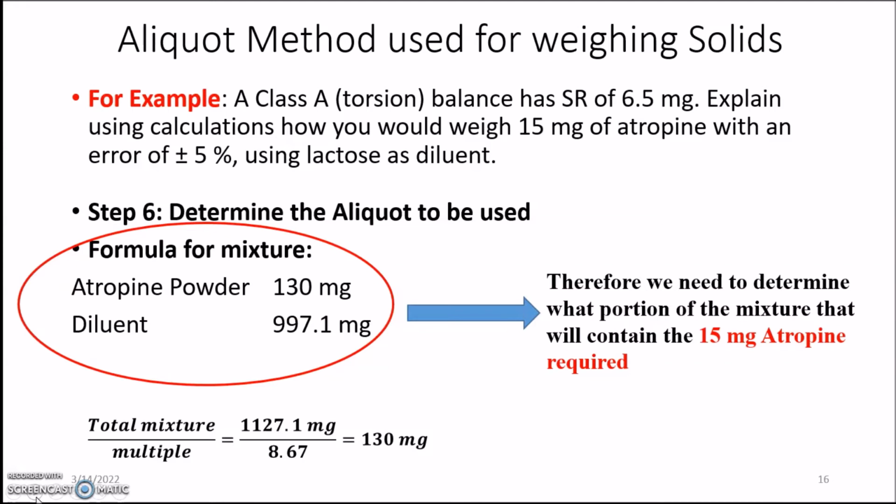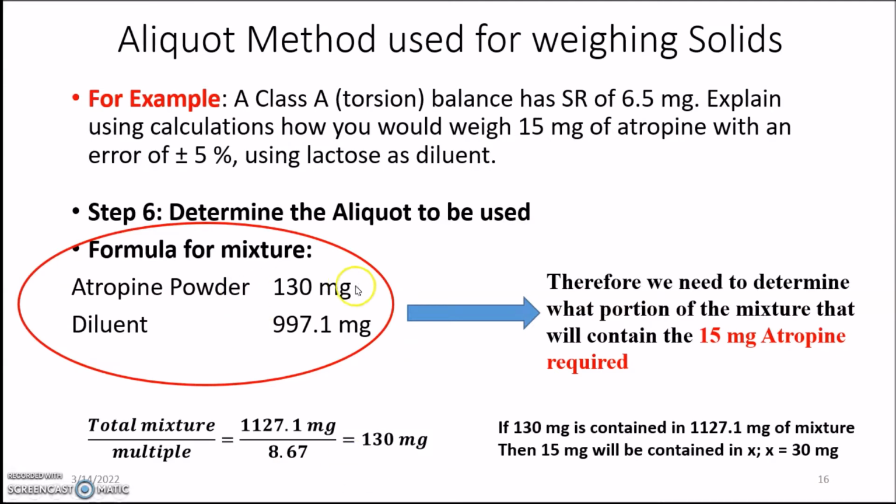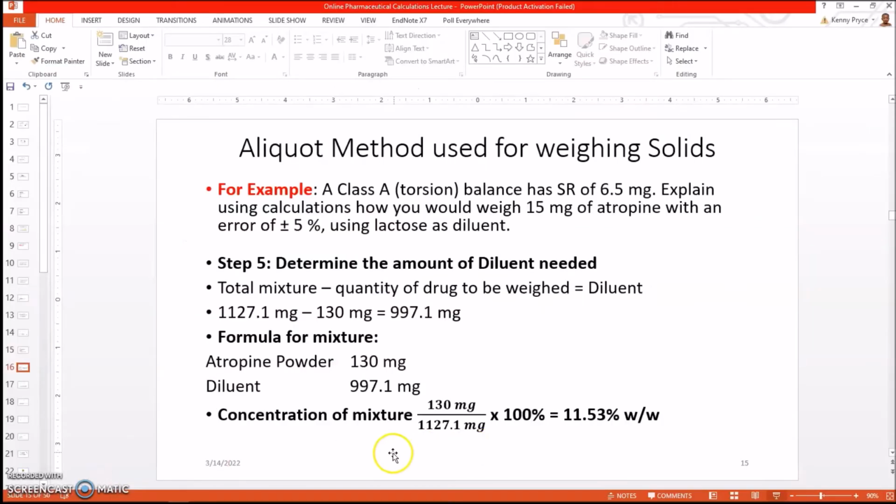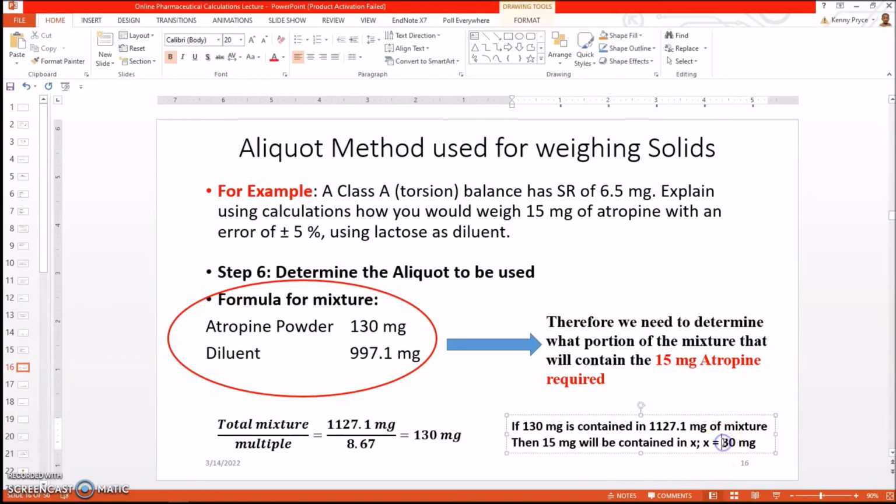So let us use ratio and proportion and try to prove that that is correct. Now we know that 130 milligrams of active drug is contained in a total mixture of 1,127 milligrams. So if that is the case, then we can determine how much of the mixture will contain 15 milligrams. When you do that, you find that it's going to be contained in 130 milligrams. We do the corrections quickly. So you can just double check that on your calculator.